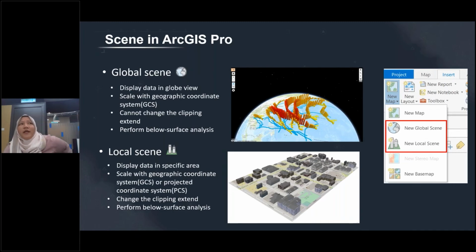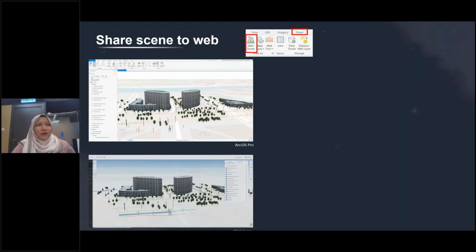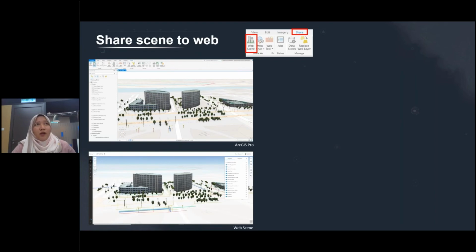And then we're going to move to sharing the scene to the web. Inside our ArcGIS Pro, we have the Share tab, where we have the option to share the web scene. Depending on your named user, you are redirected to your ArcGIS Online or ArcGIS Enterprise. When you publish your scene to the web, that is where your scene will be located. This is the output when you share your data.